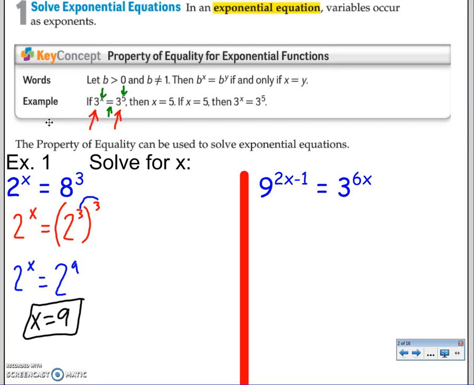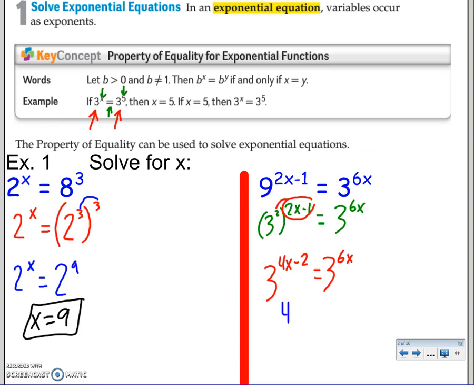Right over here, same idea. I do not have the same bases. Now, is it easier to turn 3 into 9 or 9 into 3? Well, we know 9 is really just 3 squared. So let's fix this 9 and change it to 3 squared, and leave this out here the same. Now I do power to the power. I can multiply this. So that's really 3 to the 4x minus 2 equals 3 to the 6x. We have same bases, 3 and 3, so the exponents are equal to each other: 4x minus 2 equals 6x.